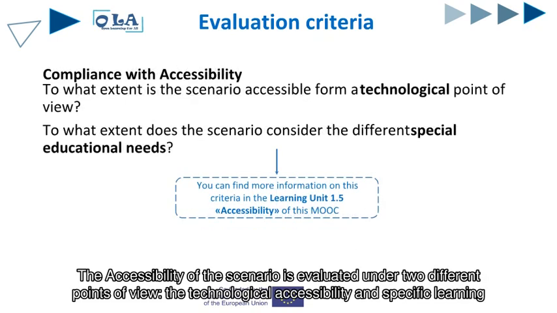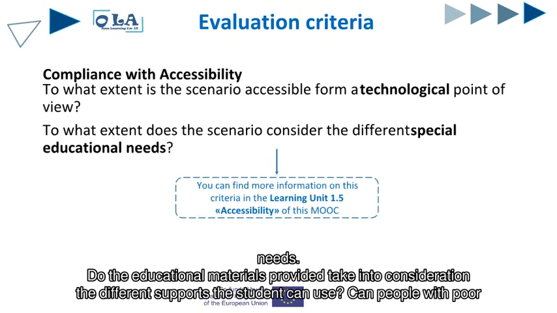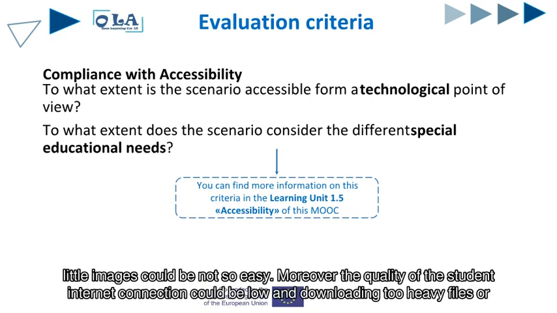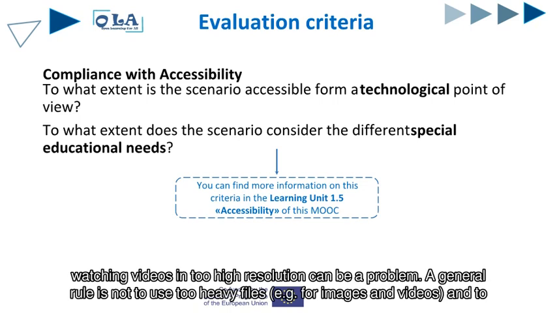The accessibility of the scenario is evaluated under two different points of view: the technological accessibility and specific learning needs. Do the educational materials provided take into consideration the different supports the student can use? Can people with poor technological facilities access the scenario? For example, a mobile or a tablet have a small screen and reading condensed texts or watching little images could be not so easy. Moreover, the quality of the student internet connection could be low and downloading too heavy files or watching videos in too high resolution can be a problem.